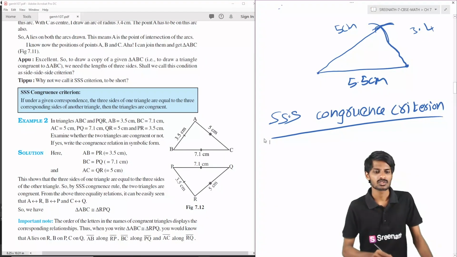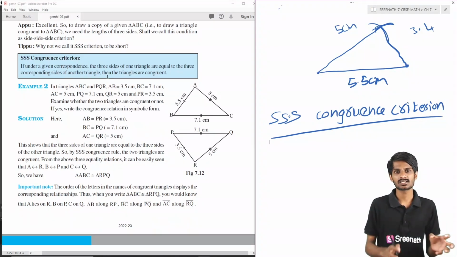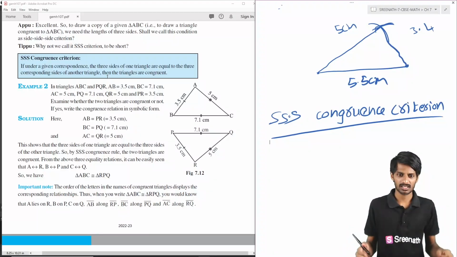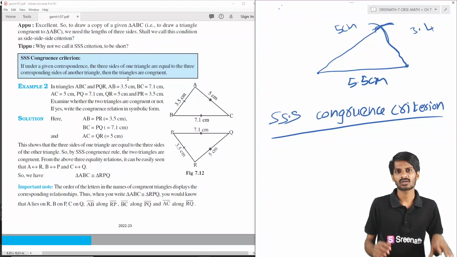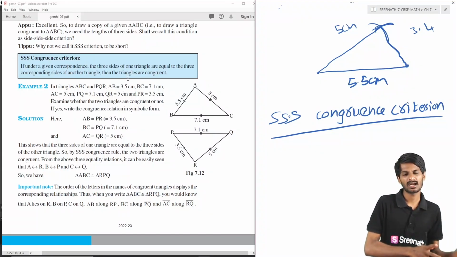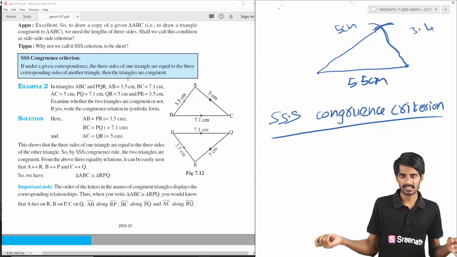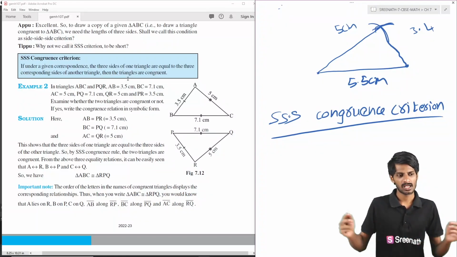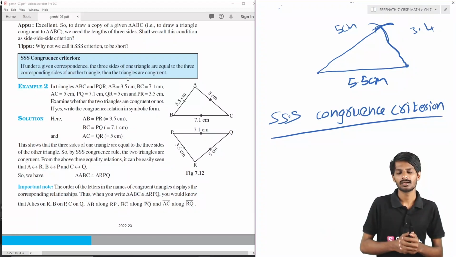Okay students, if under a given correspondence the three sides of one triangle are equal to the three sides of another triangle, then the triangles are congruent. If there is a triangle having three sides, and another triangle also having three sides, and the corresponding lengths are equal, then the two triangles are congruent students. That is the case.